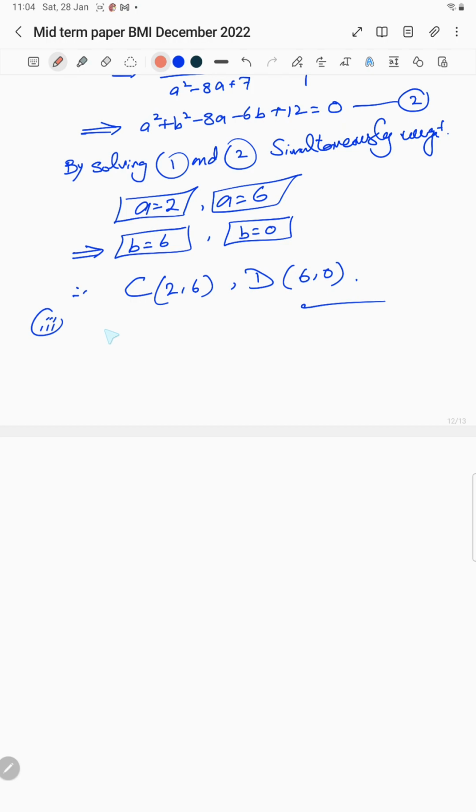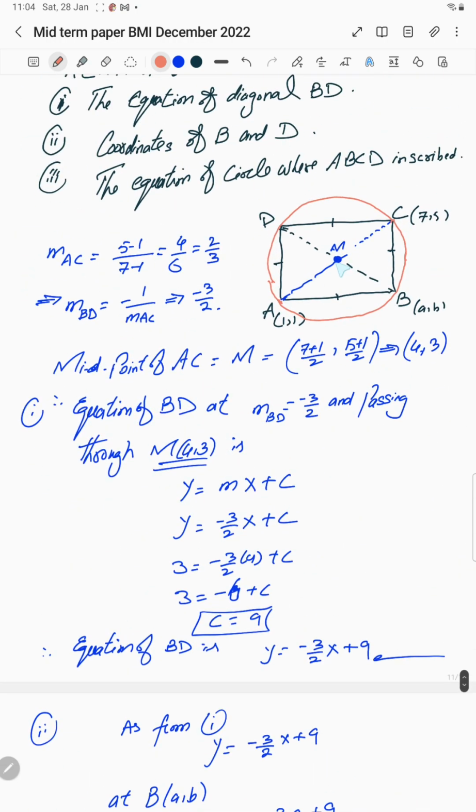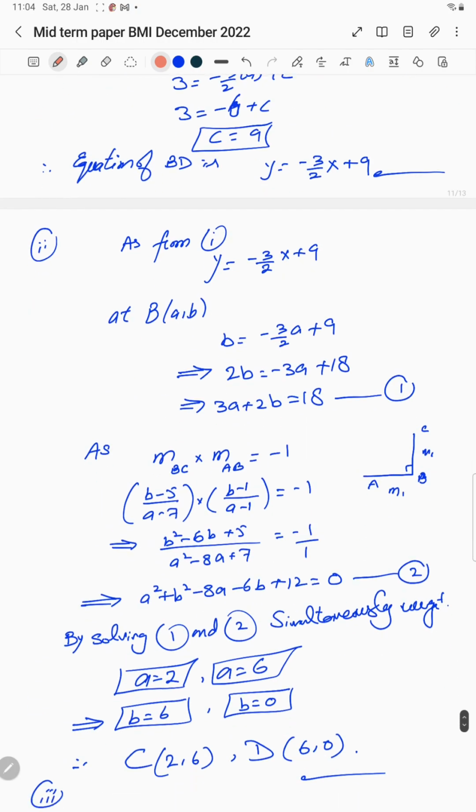So when we inscribe this one, keep one thing clear: this M becomes the center of the circle, and MC or MD or MA or MB is called a radius. This becomes R, the radius of the circle.